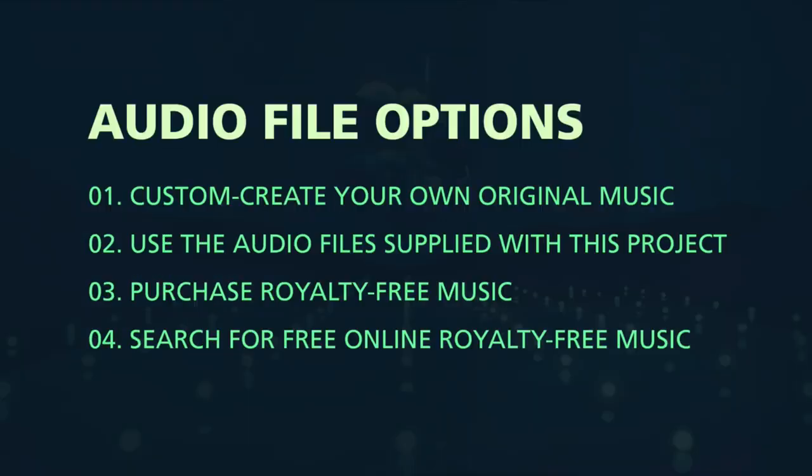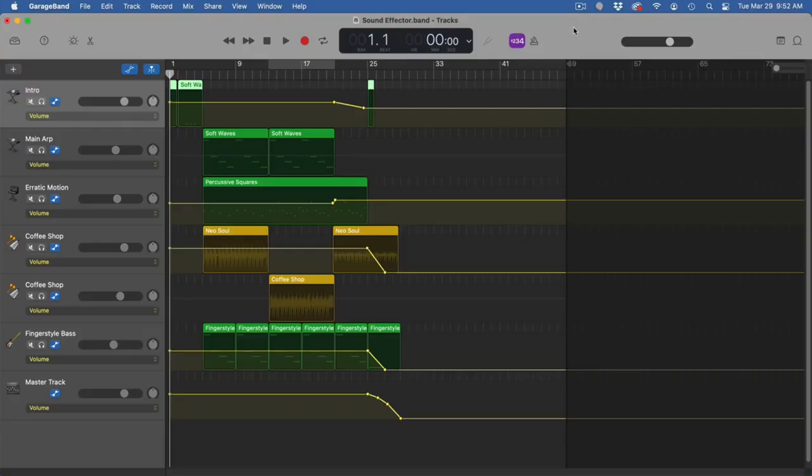Okay, let's discuss the sound file. So I want to give you a few options as far as where to get the sound. The first thing that you could do, if you feel like it, is create your own music within GarageBand or any other program that you're comfortable with. You can use the sound files that I'll supply for this project. You can purchase royalty-free files through Premium Beat or any other online resource, or you can find free resources online. So right now I'm going to jump into GarageBand, just show you how I organize my file.